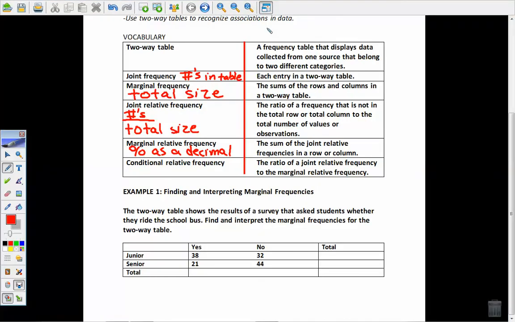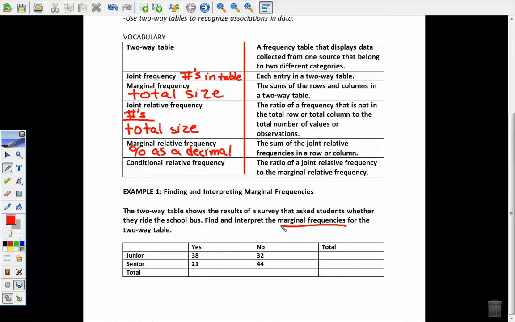Volunteer to read example 1, please. Thanks, Kelly. The two-way table shows the results of the survey that asks students whether they ride the school bus. Find and interpret the marginal frequencies for the two-way table.